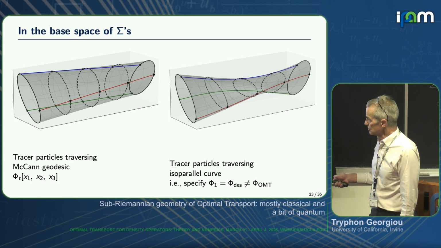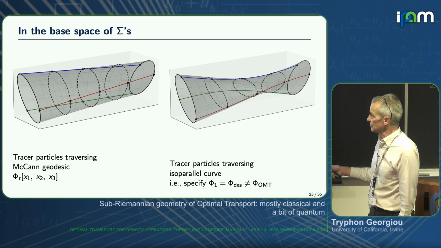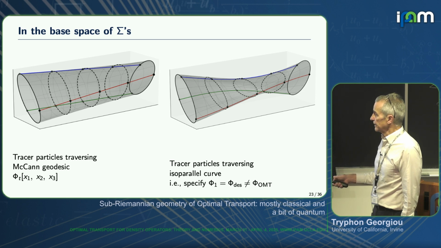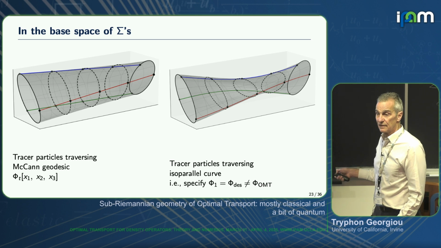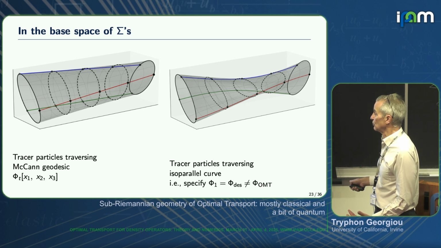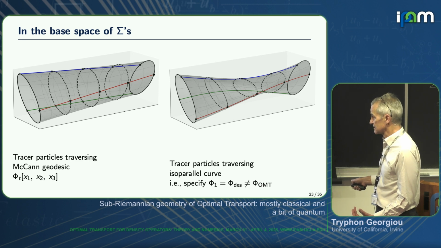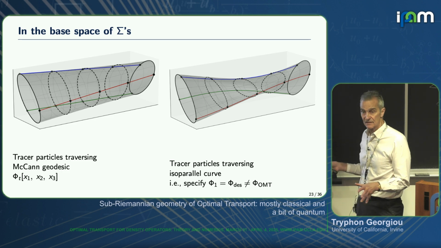So here's a Gaussian, and you put tracer particles, and you can put them at various levels in the Gaussian. The tracer particles traversing Monge geodesics go like this to their final destination. If you specify that those tracer particles go elsewhere, then there is a different isoparallel curve that effects this new transposition of particles at the end.